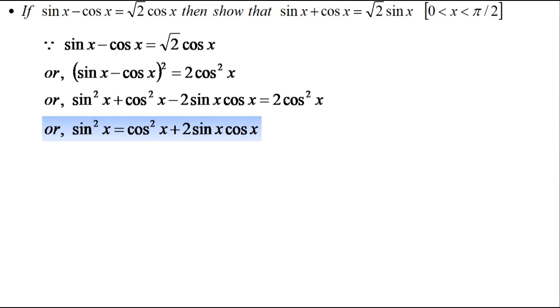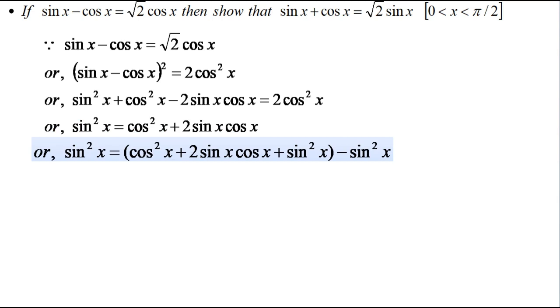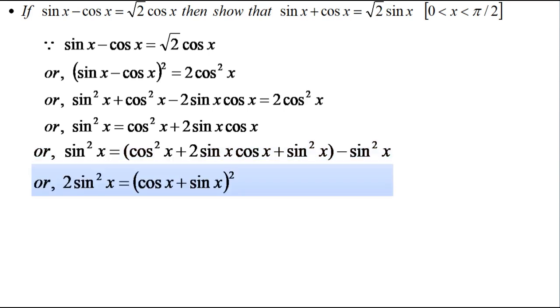Now add sin square x and then subtract sin square x from the right side. We get sin square x equals cos square x plus 2 sin x into cos x plus sin square x, whole, minus sin square x. Here we first add sin square x, then subtract sin square x from the right side. And we get sin square x equals cos square x plus 2 sin x into cos x plus sin square x, whole, minus sin square x, or 2 sin square x equals (cos x plus sin x) whole square.